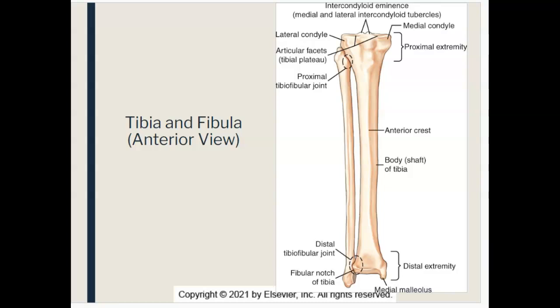And then looking towards the distal portion, just quickly, it ends in a short pyramid-shaped process called the medial malleolus. The lateral aspect forms a flattened triangular fibular notch for the articulation with the distal fibula.